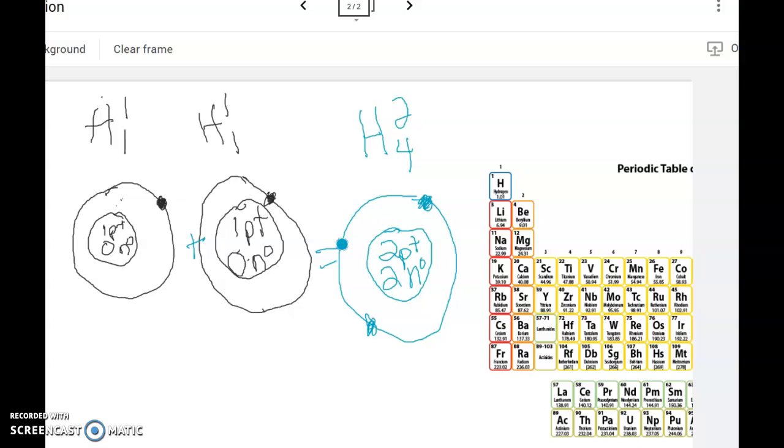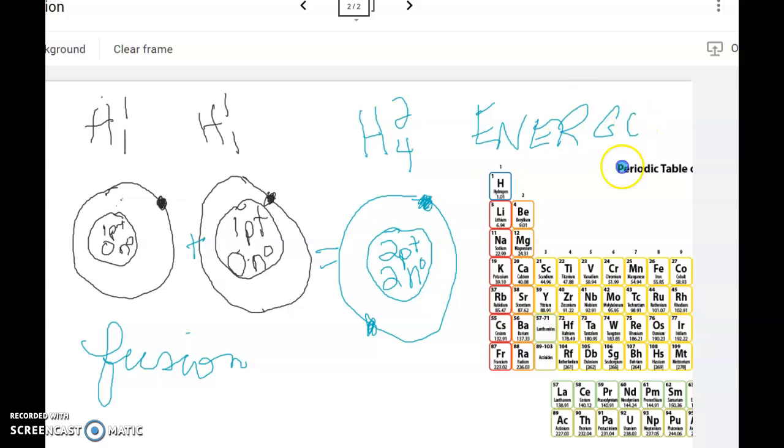So if you fuse these 2 together, if you fuse 2 hydrogens together, you're going to get helium. And that's also going to produce a lot of energy, a whole lot of energy. So that's energy in fusion. And fusion means to fuse 2 things together. And here we fuse 2 hydrogens together.